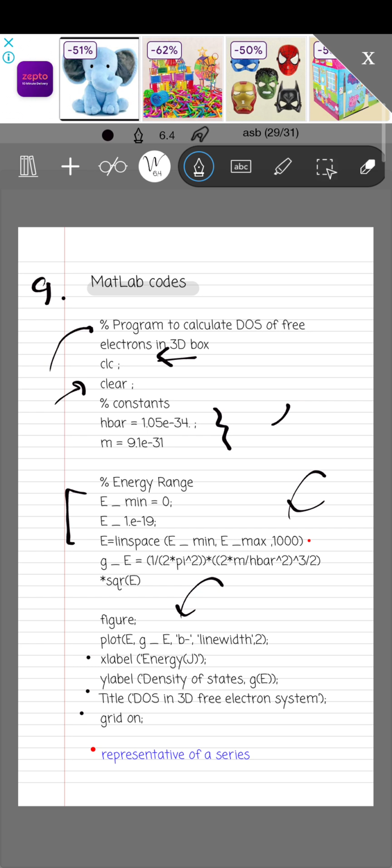Okay. Right. Now, there is one single aspect that I would like to tell you. Whenever a MATLAB command has a dot at its end, it represents that it is being considered for a series of values. It's not for a particular value. So this dot represents that.